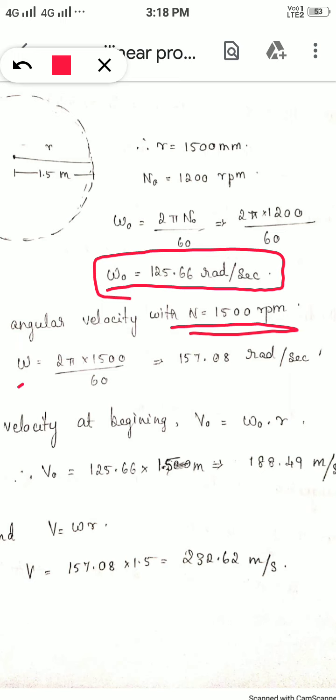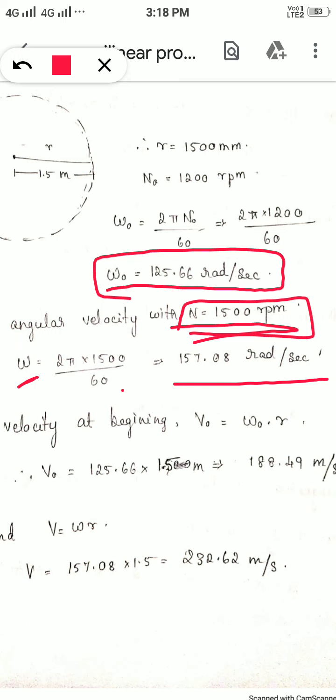We have to calculate another part, where n is equal to 1500 rpm. I am taking that notation as omega, and omega is 2 pi into n, which is 1500 rpm, divided by 60. So my omega will be equal to 157.08 radian per second. So we got 2 values. Now we have to calculate our velocity at the beginning.